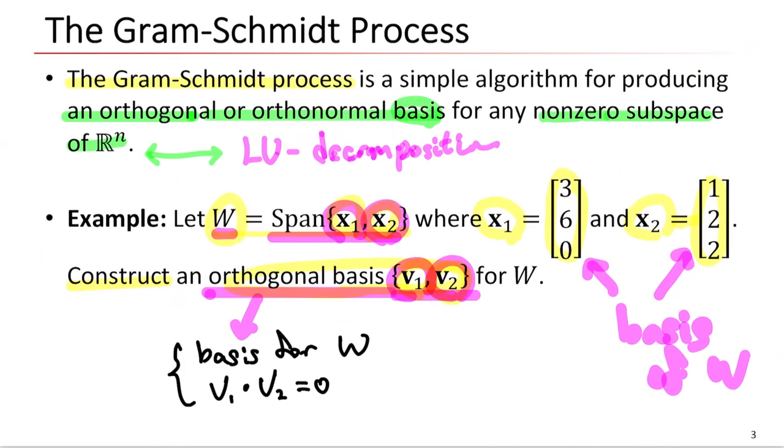To derive the Gram-Schmidt process: it is a simple algorithm for producing an orthogonal or orthonormal basis for any non-zero subspace of Rn. For example, if we have the subspace W spanned by X1 and X2, with X1 something like this and X2 something like this, we want to construct an orthogonal basis, V1 and V2, for W. Because we already know X1 and X2, we can find V1 and V2 from them, right?